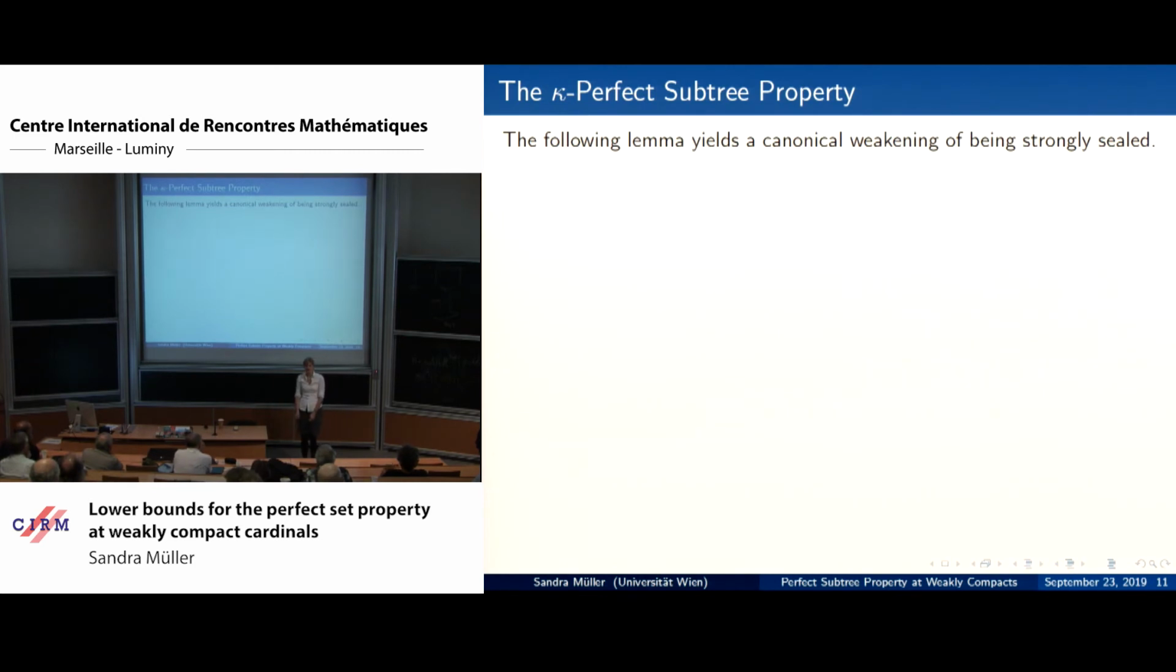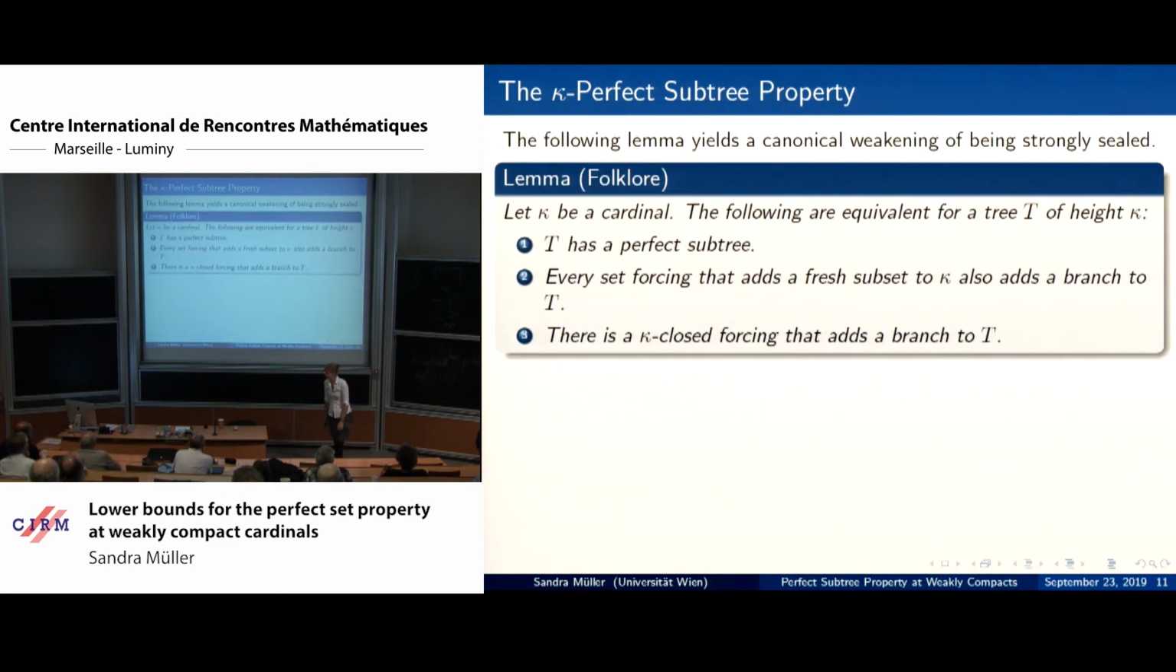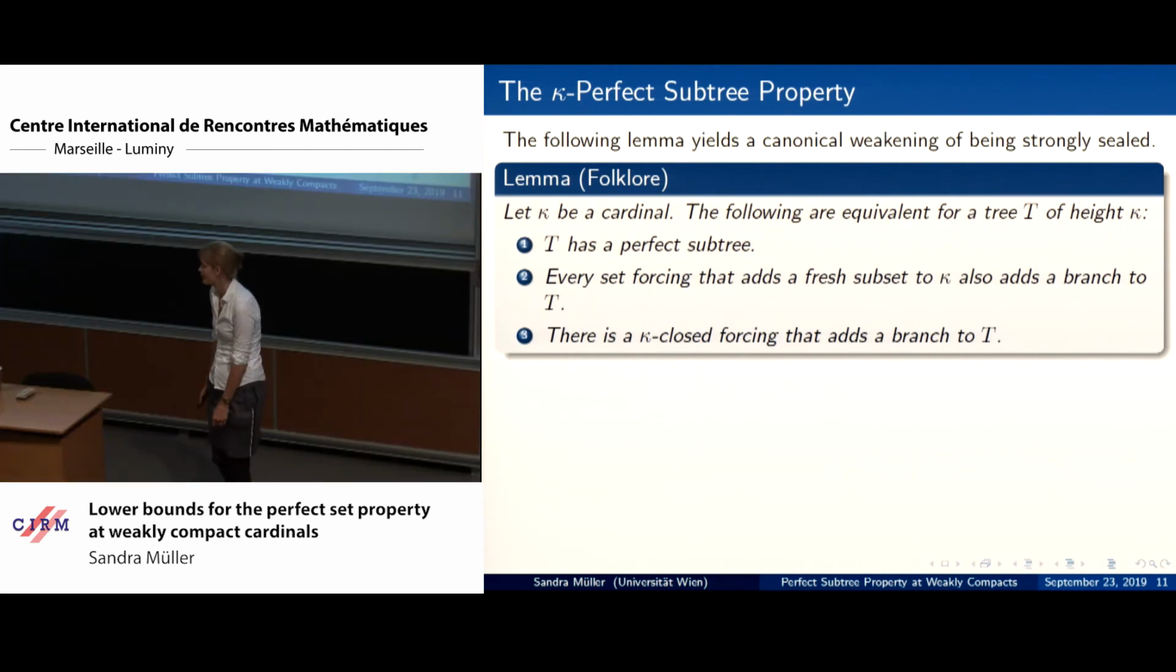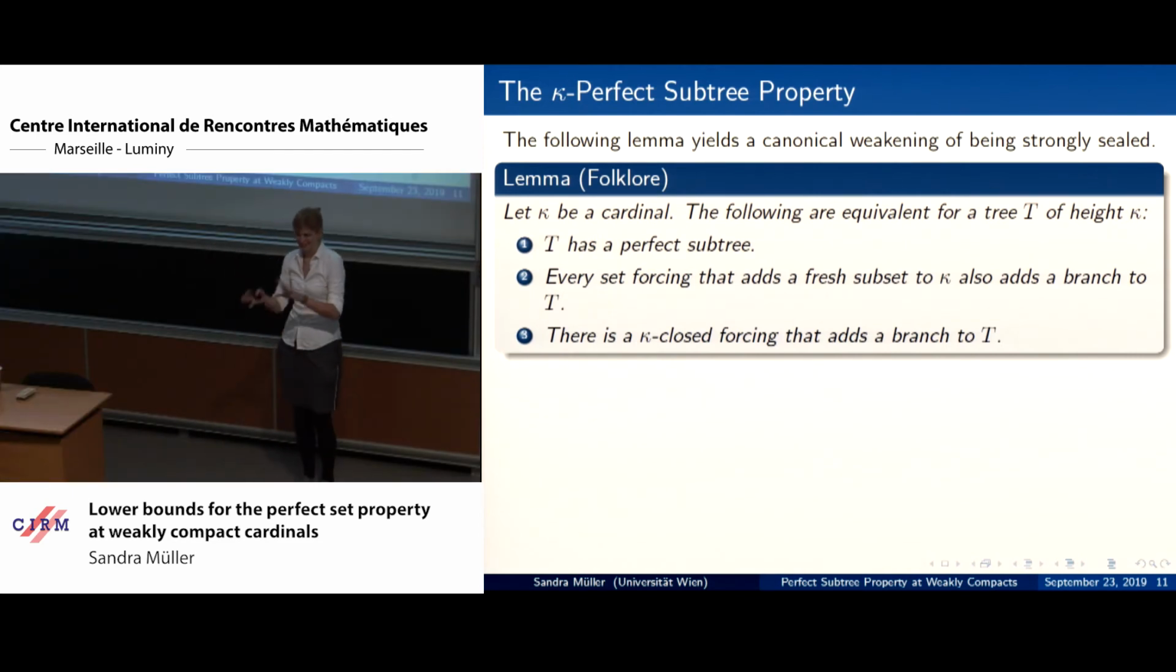So what do we do? We change our definition. Asking for a strongly sealed tree was too much. We ask for a weakening, and this is motivated by the following lemma. So we go back to the tree side for a moment. For any cardinal kappa, the following are equivalent.